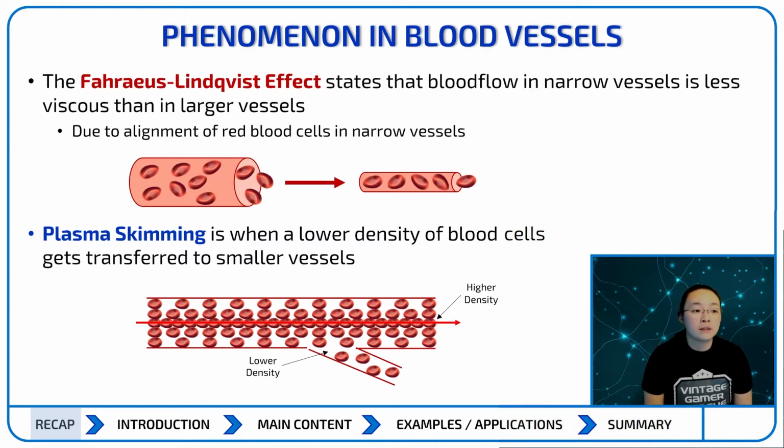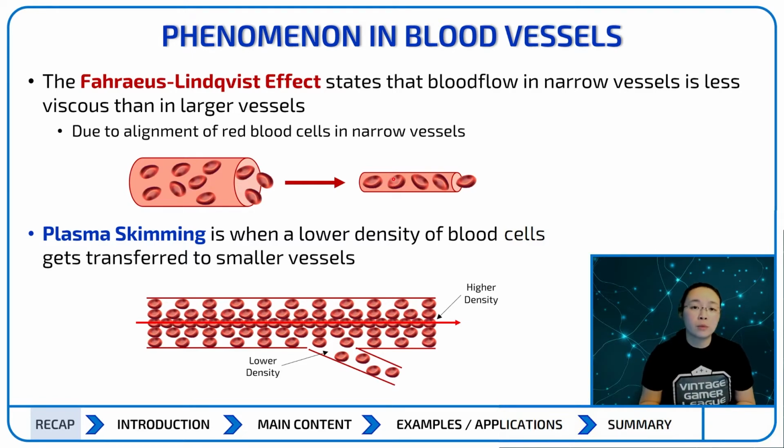First, there's the Fåhræus-Lindqvist effect. That basically states that if you have a blood vessel over here on the left and a smaller blood vessel, potentially a capillary, here on the right, and you have red blood cells floating inside a vessel, the larger your vessel, the higher the chance that the blood cells can bump into each other and cause increased friction.